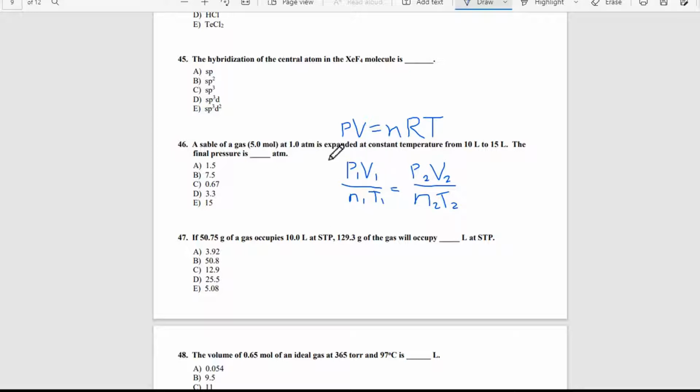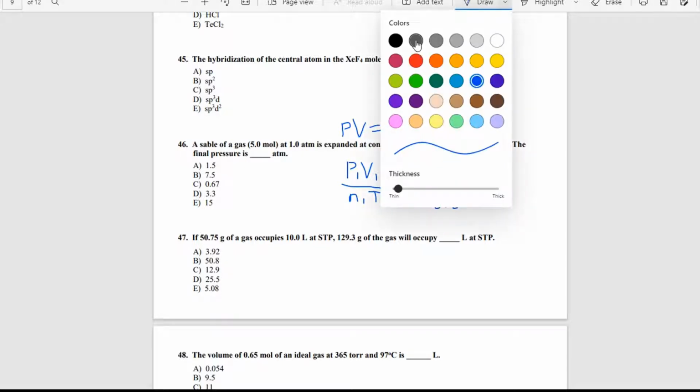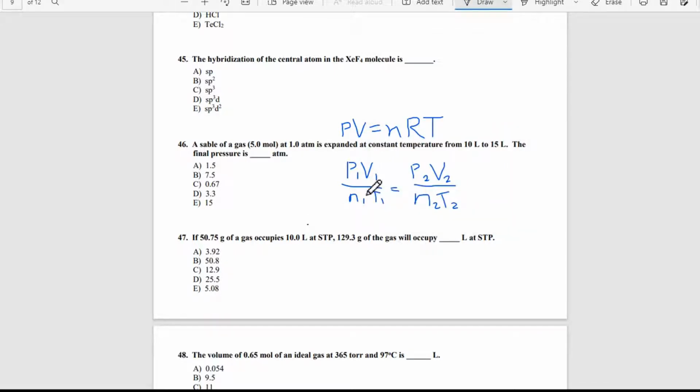it says the gas is expanded at constant temperature. So that tells me I can cancel out and ignore the temperature. Okay? It also tells me that the sample of gas is 5 moles. Now it says it's expanded. Is there any indication that the number of moles is changing here? No, so chances are that I can ignore this as well. I can ignore the number of moles as well. So it looks like we're going to end up using P1 V1 equals P2 V2, and I'm looking for the final pressure.